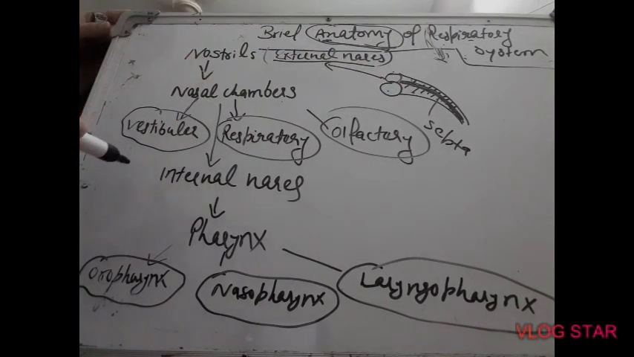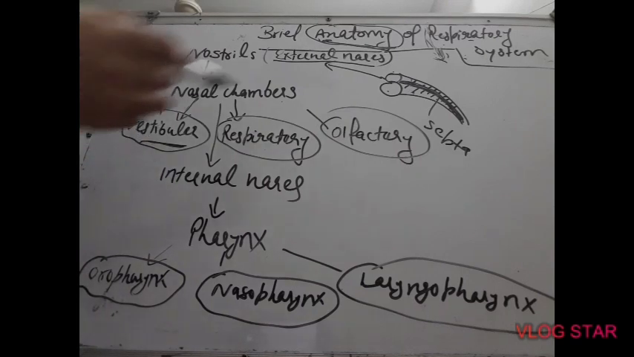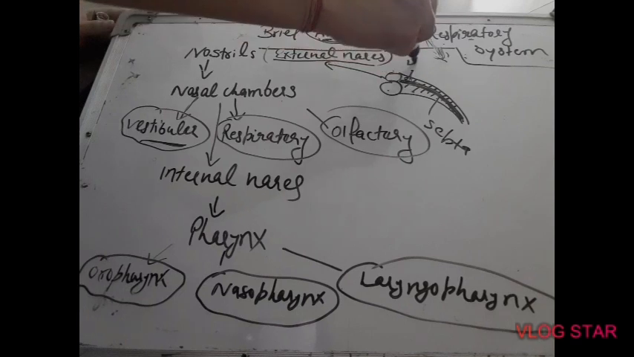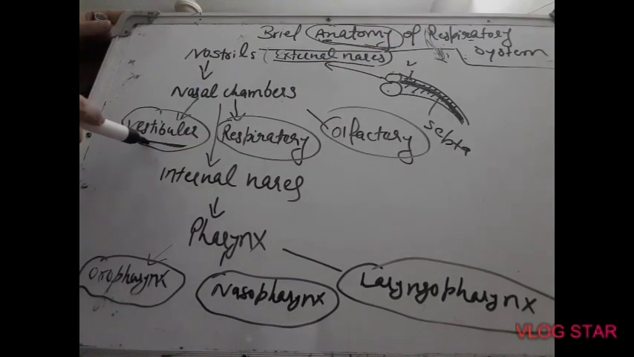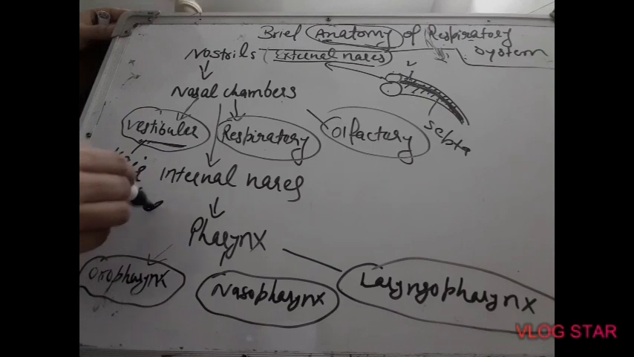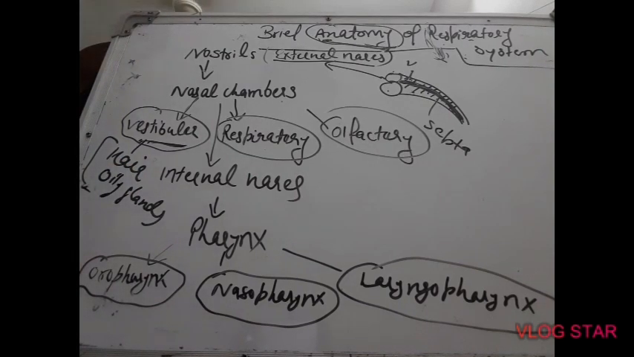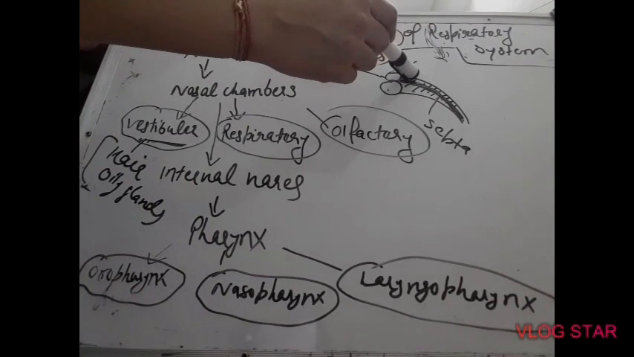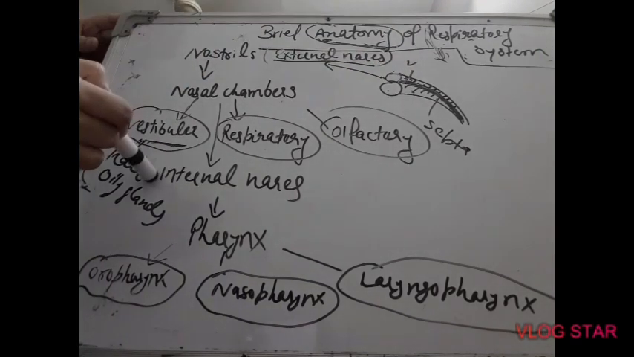And nasal chambers have three areas. Nasal chamber is further divided into three specific areas. The first one is the vestibular area, the vestibular region. This is the region which bears hair and some oily glands. What are the functions of hair and oily glands? Oily glands keep the vestibular region moistened, and here they trap dust particles and thus help in the process of filtration of air. So the vestibular region does the filtration of air with the help of hair and oily glands.